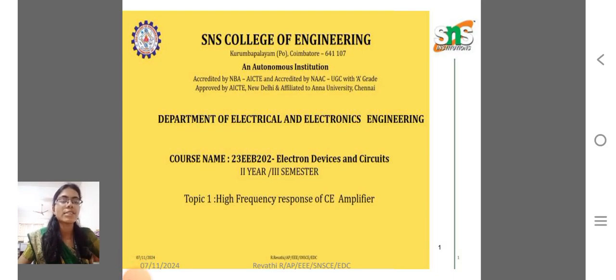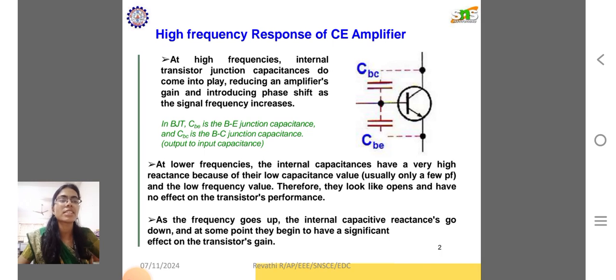In this lecture series video of electron devices and circuits, today's topic is high frequency response of CE amplifier. So, CE amplifier, in a sense common emitter amplifier, at high frequencies, internal transistor junction capacitors do come into play, reducing an amplifier's gain and introducing phase shift as the signal frequency increases. As the frequency goes up, the internal capacitive reactance goes down. At some point, they begin to have a significant effect on the transistor gain.